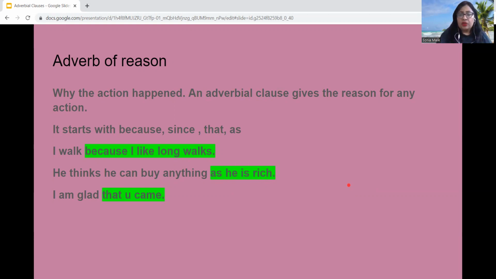We were talking about time, and now we will talk about the adverbial clause of reason, meaning why that action happened, right? And the keywords are because, since, that, as. I walk. Why do I walk? Because I like long walks. He thinks he can buy anything. Why does he think so? As he is rich. I am glad. Why are you glad? That you came.